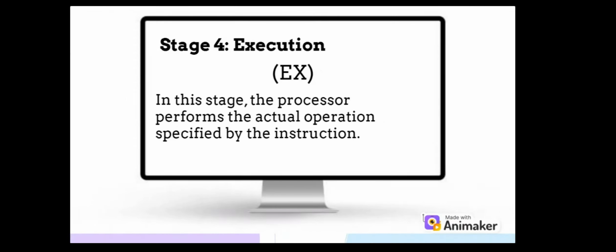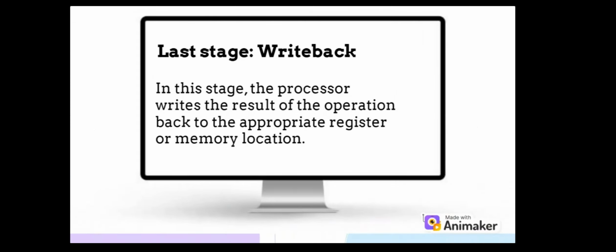The fourth stage is execution. The processor performs the actual operation specified by the instruction in the stage. Last stage is write back. In this stage, the processor writes the result of the operation back to the appropriate register or memory location.